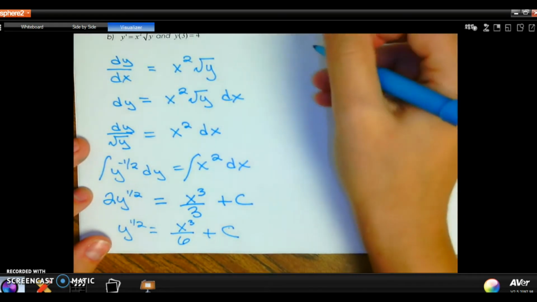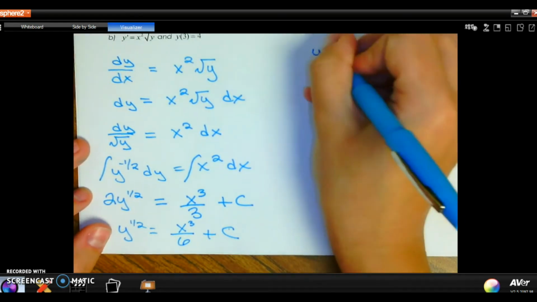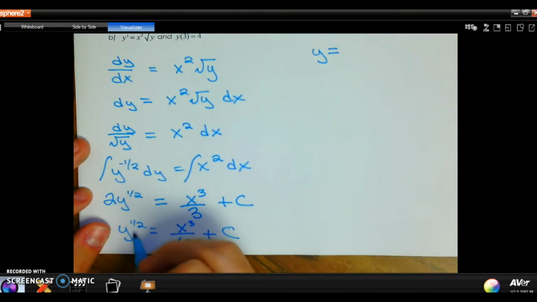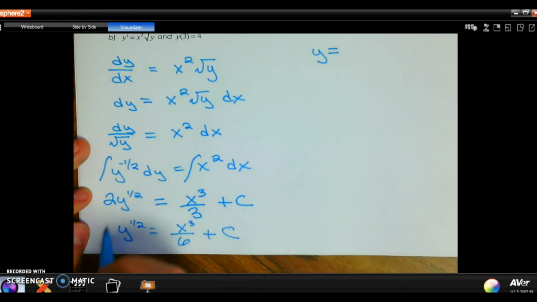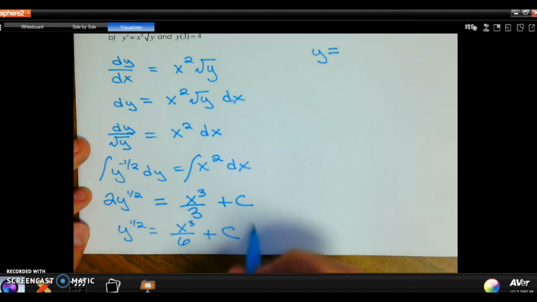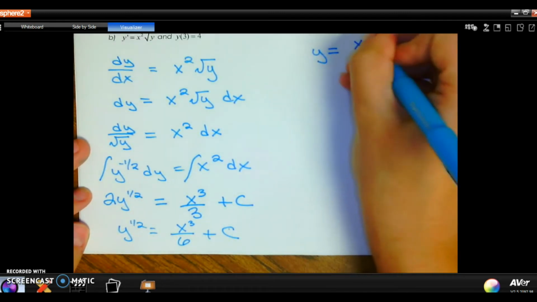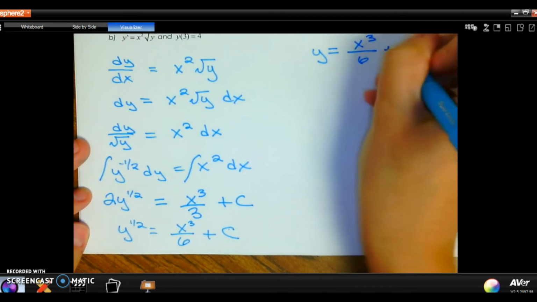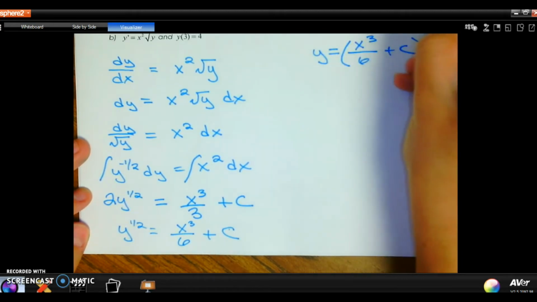And then I'm just going to go over to the top here. So my final, so I've got y equals... to undo the 1/2 power, you could think of it as the square root of y, if that helps. To undo squared, or the 1/2 power, you would square both sides. So you're taking this side squaring it and taking this whole thing and squaring it. So you get y equals (x cubed over 6 plus c), the whole thing squared.